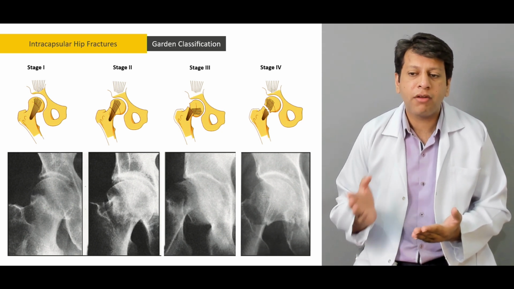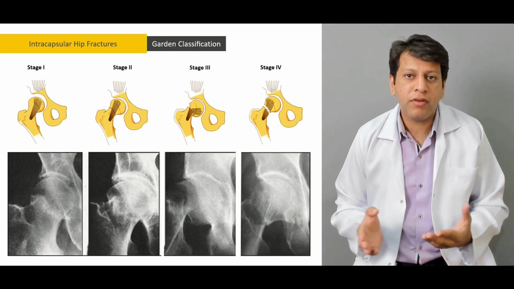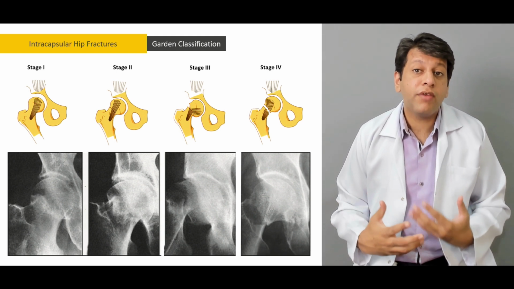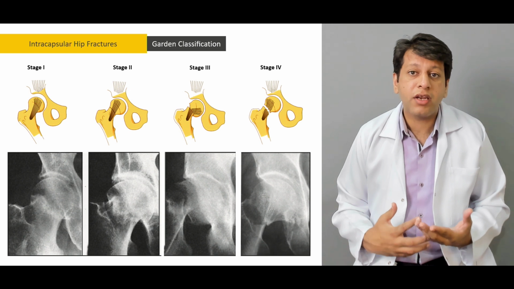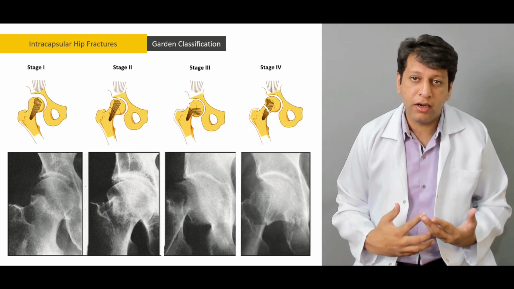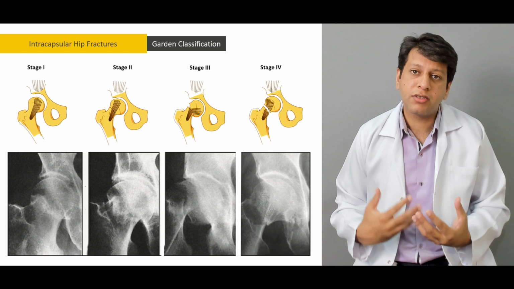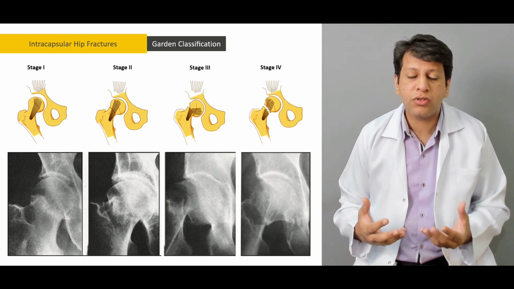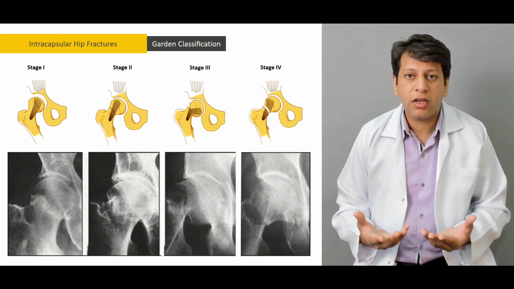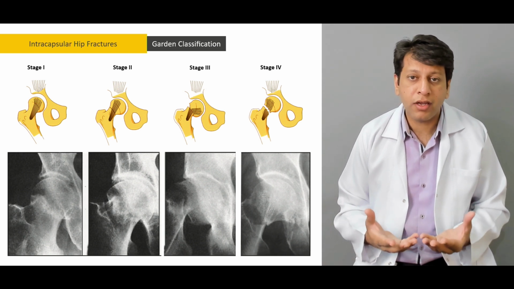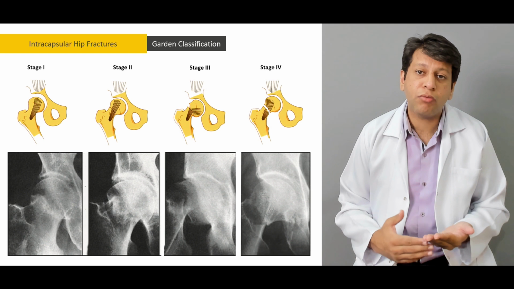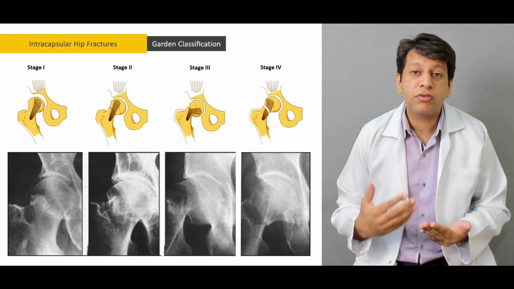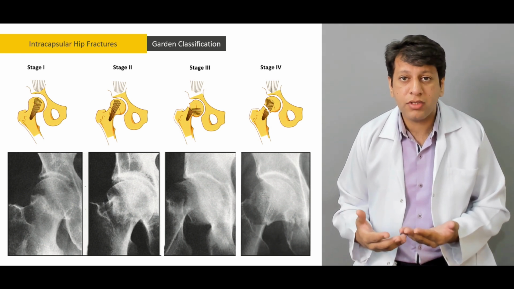If it's type 3 or 4 Garden and type 2 or 3 Powell, this means there are increased chances of avascular necrosis of the femoral head. So this is what it actually depicts. The main purpose of all these classifications is not to classify them just for the sake of classifying, but to understand how much chance of avascular necrosis of the head there is.